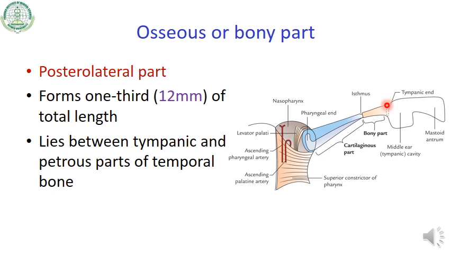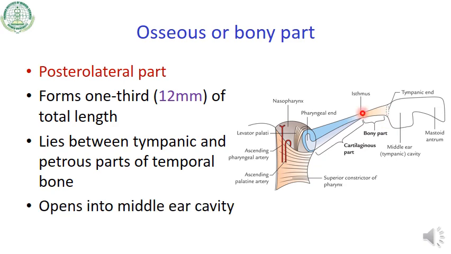and it lies between tympanic end of the auditory tube and the petrous part of the temporal bone. So it is lying between these two structures. You can see it is opening into the middle ear cavity by tympanic end of the auditory tube.